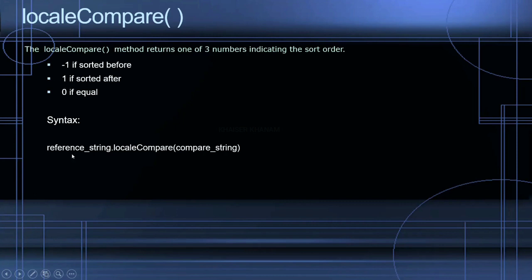And this will be the syntax: reference string, localeCompare. Inside this, I have to give the compare string, with whom I just want to compare. Suppose I'm having these two examples. A is equal to ABC and B is equal to DEF. So first, if I compare A with B, A will be sorted before. So I will get the result as -1. If I give B localeCompare A, then B is sorted after. So I will get 1. If I give B localeCompare B, then I will get the result as 0.